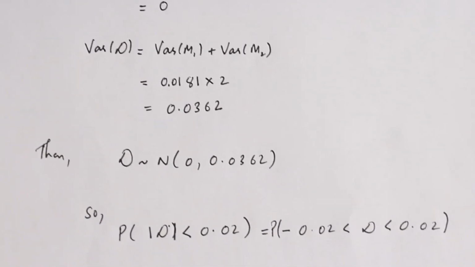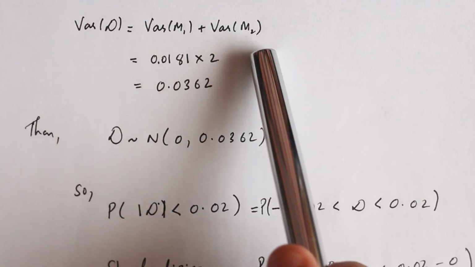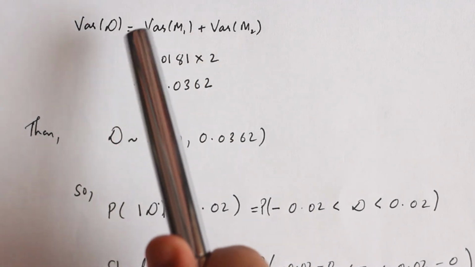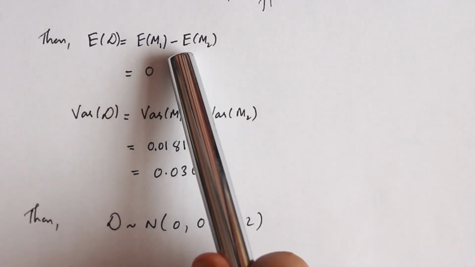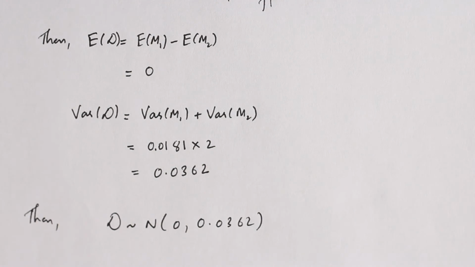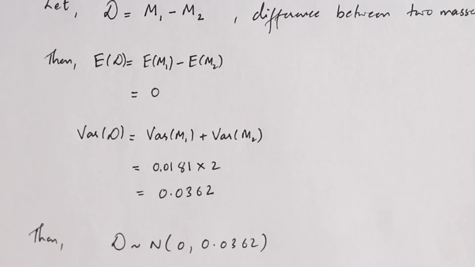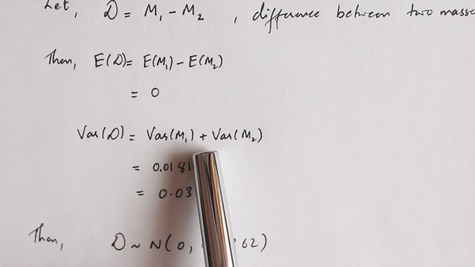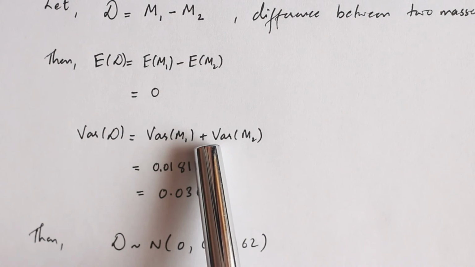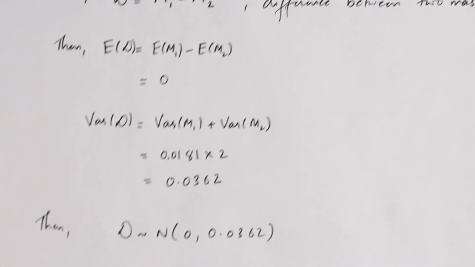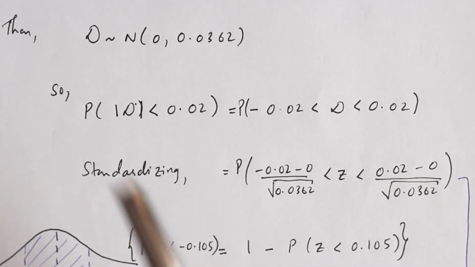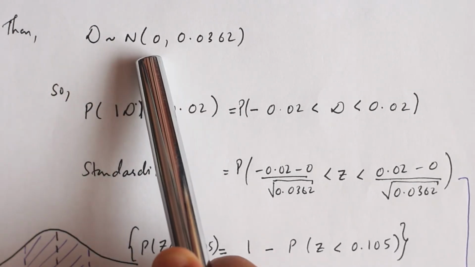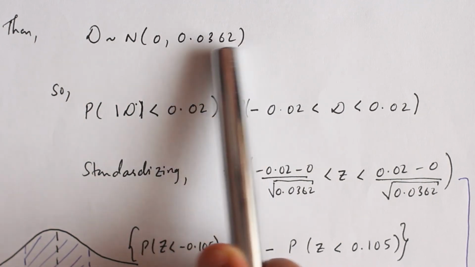Right? So again, you find the variance of M1 plus the variance of M2. Now the important point to note here is, even though this is minus here, when you find a variance, you have to square it, right? So minus 1 squared will give you plus, so hence there'll be a plus sign here and then the variance of M2. Then we have our new variable D, which has a normal distribution with mean 0 and a variance of this.